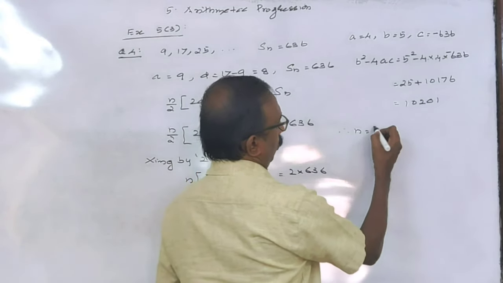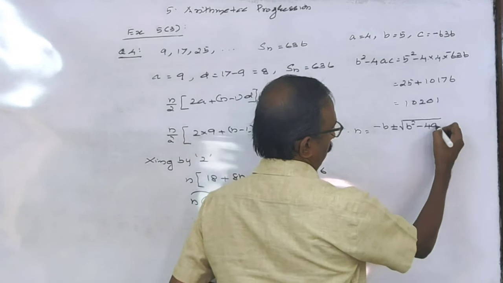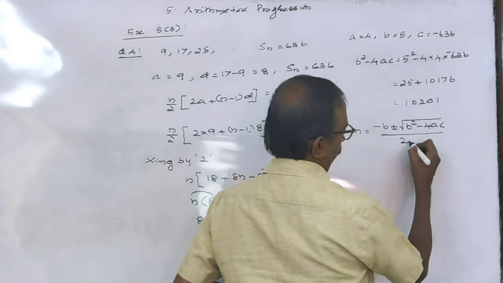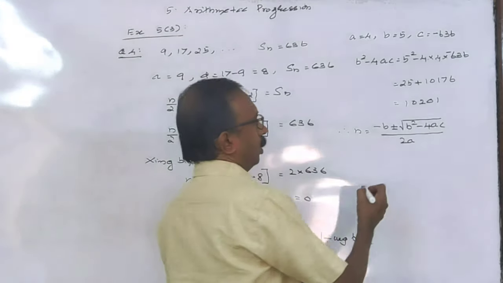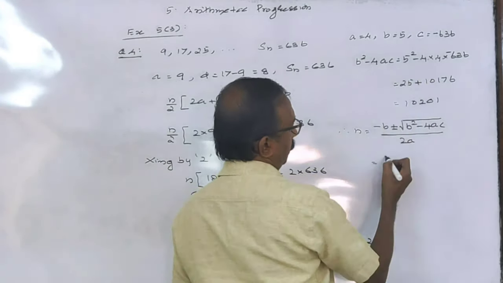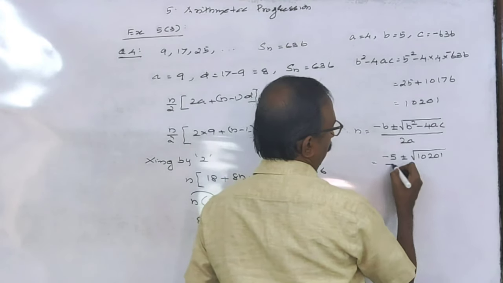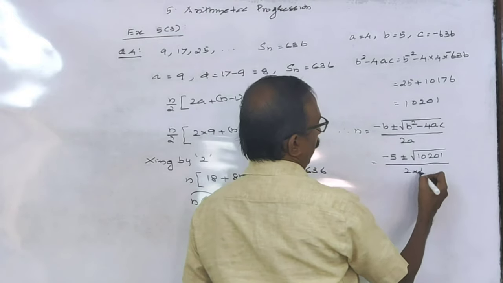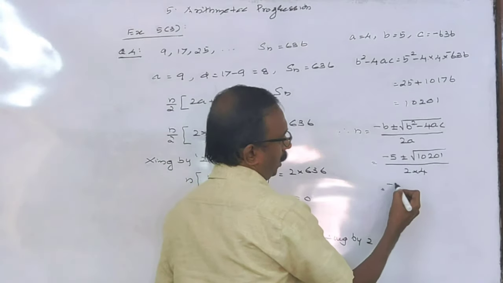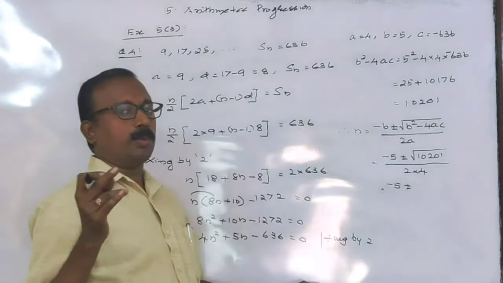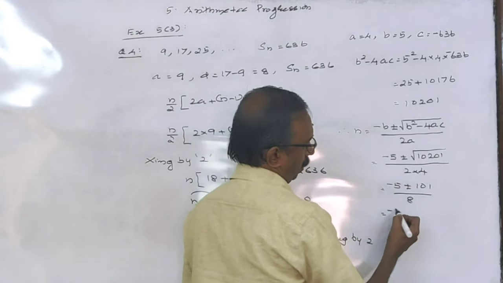Therefore, n is equal to, the formula is minus b plus or minus the square root of b square minus 4ac, divided by 2a. So minus 5 plus or minus the square root of 10201, divided by 2 into a, which is 4, isn't it? That is minus 5 plus or minus the root of 10201, by 8.